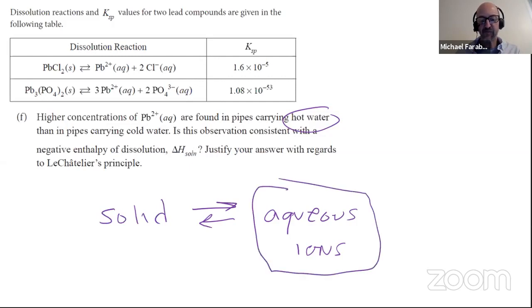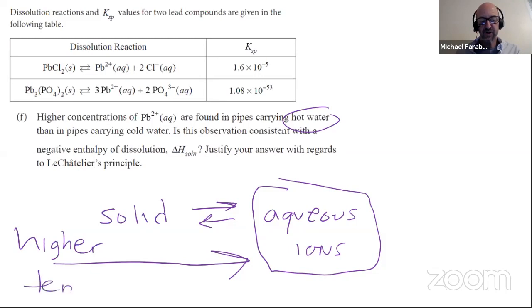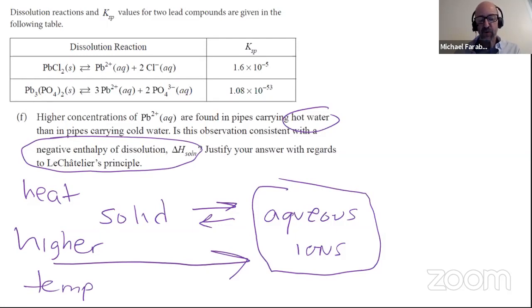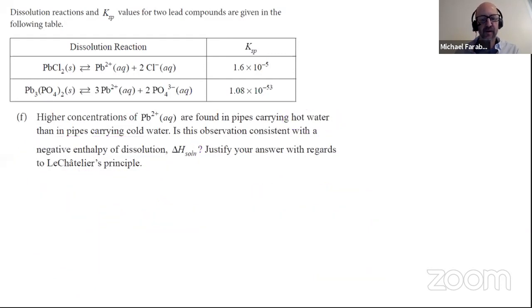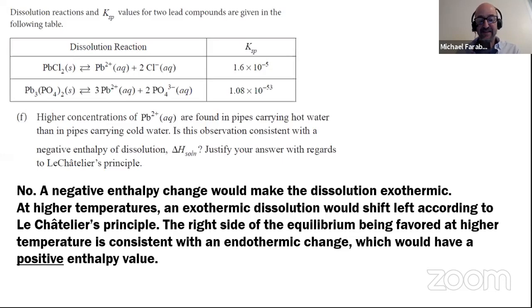That means that there must have been a shift toward the aqueous ions as a result of a higher temperature. Typically, when you raise the temperature, the reaction equilibrium will shift in the endothermic direction. So therefore, this observation would be consistent with an endothermic enthalpy of dissolution. Now they're saying negative enthalpy, so I would disagree with this statement, because a negative enthalpy means exothermic, and we are talking about endothermic shifting toward the aqueous ions. So I'm going to say no, that it's not consistent.